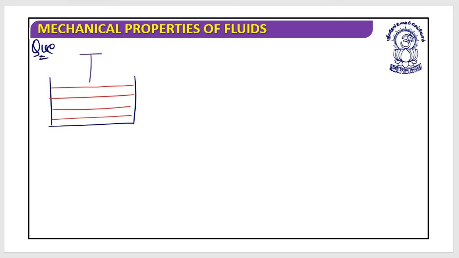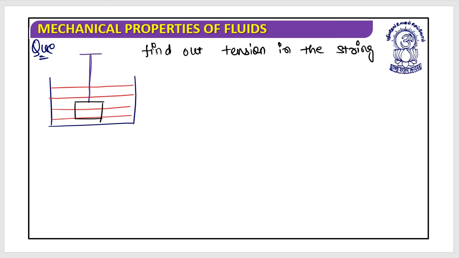We have an object that has been tied with a string, and it is submerged within the fluid. They will ask us to find out the tension in the string. Initially the situation is that it is at rest.